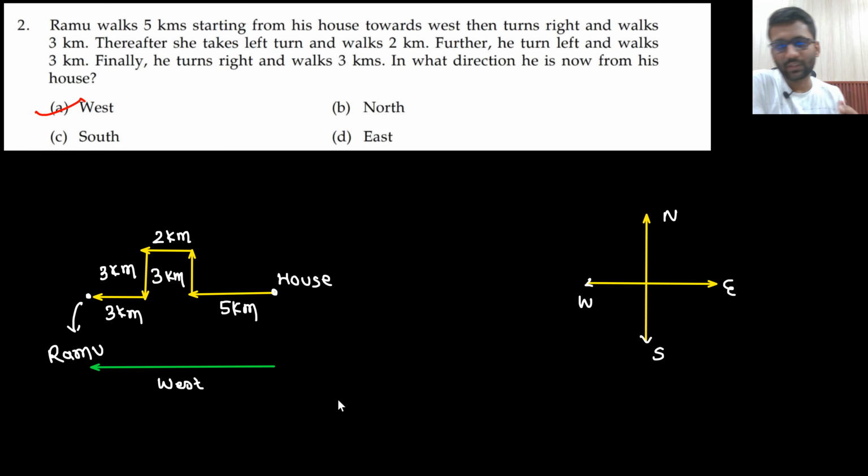5 kilometers starting towards west. Then turns right, 2 kilometer. Then walks 5 kilometer. Then turns right and walks for 3 kilometer. Then turns left and walks 2 kilometer. Then again turn left, walks 3 kilometer. Then again turns right and walks 3 kilometer. Okay. So this is west. So answer is A.